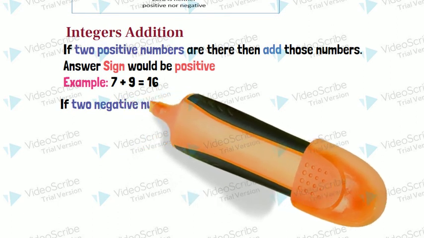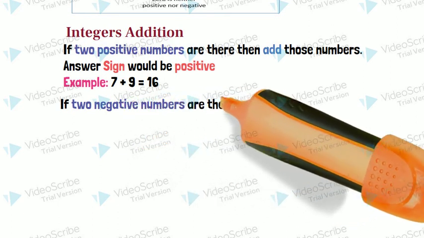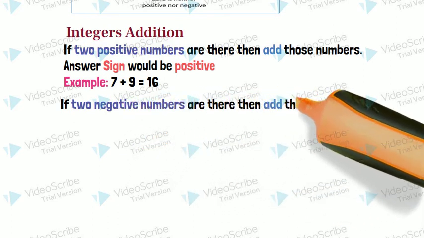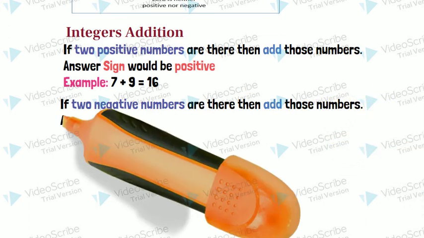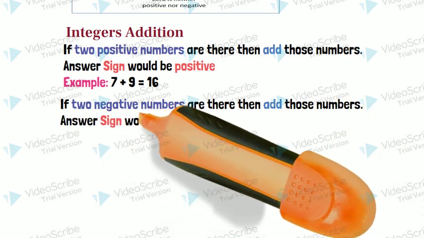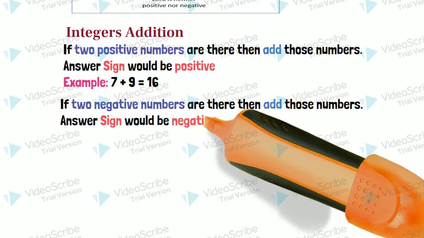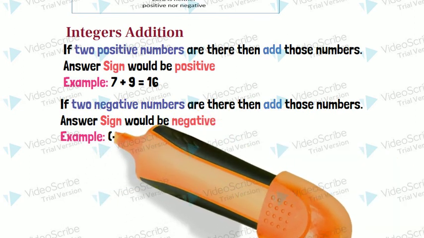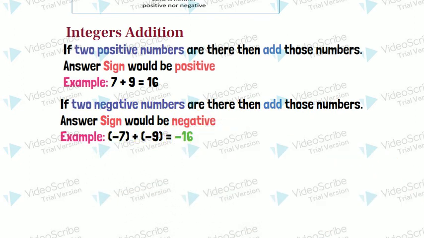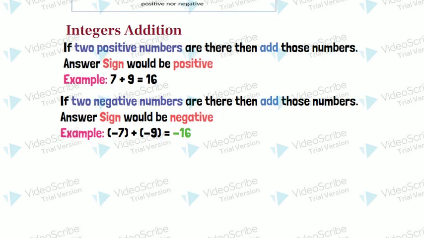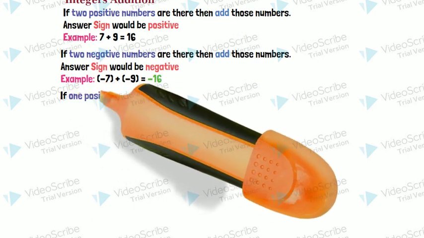Now if we will add two negative numbers, then add those numbers and sign would be negative in that case. Let's take -7 and -9. These two are negative numbers. So we are just going to add 7 plus 9, 16, but the sign would be minus.